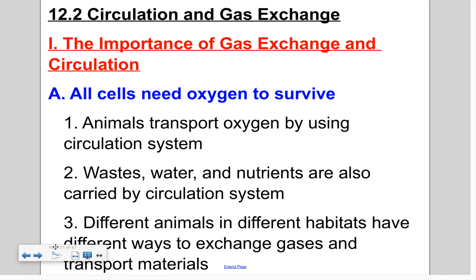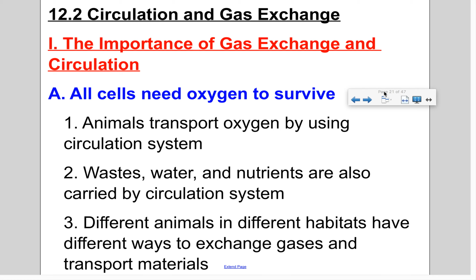So remember, most animals need to take in oxygen to undergo cellular respiration. So they need oxygen to survive. And so they take in this oxygen by some type of respiration. We'll talk about the different types. And then they transport that oxygen by using some type of circulation system or circulatory system.